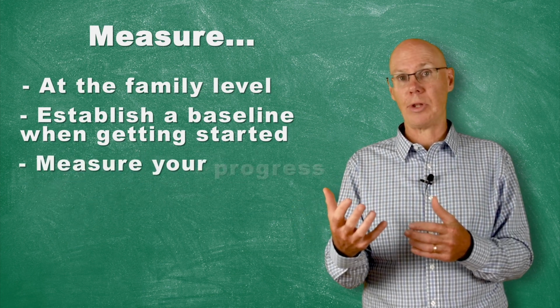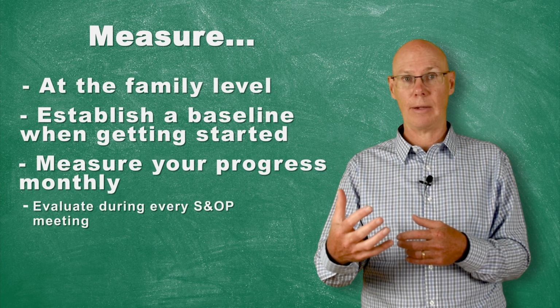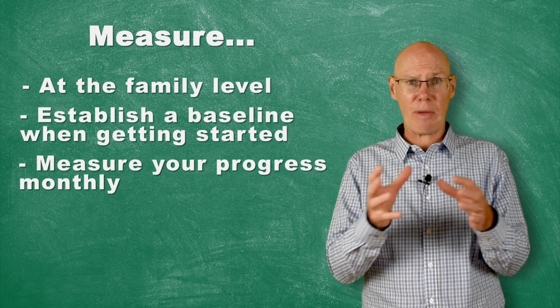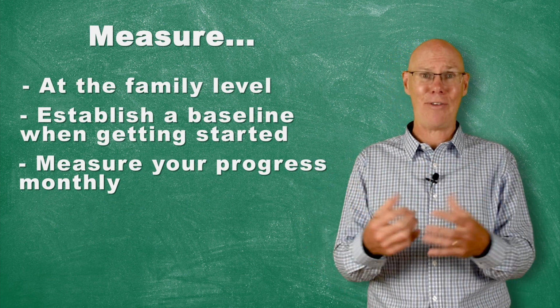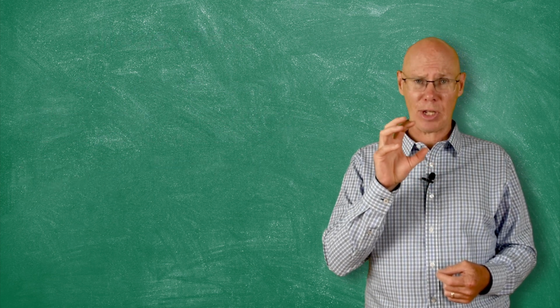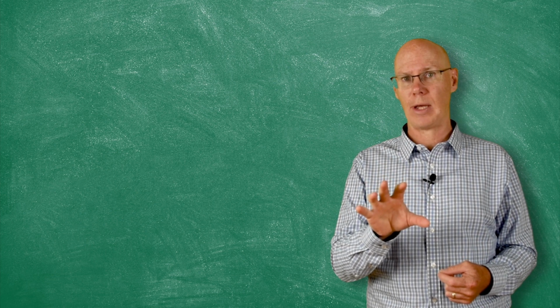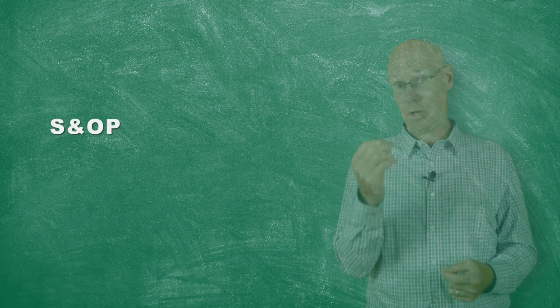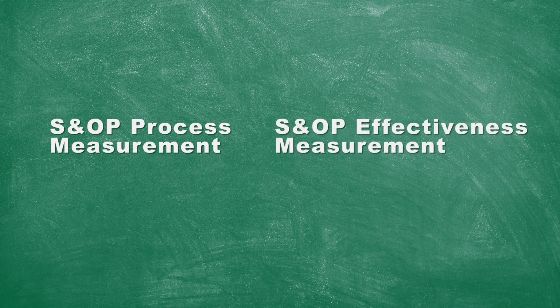And then I would do it monthly. Have that measurement really be a part of your monthly S&OP meeting. So those are the business ones, but I wouldn't call those necessarily standard for the process. So this is where I would look at really two that you should be doing as part of your S&OP process, and that is an S&OP process measurement and an S&OP effectiveness measurement.